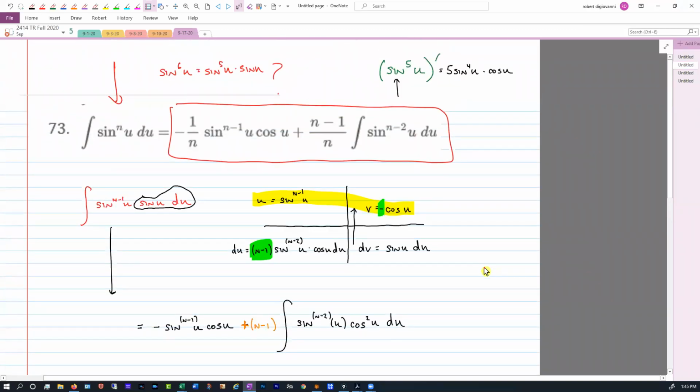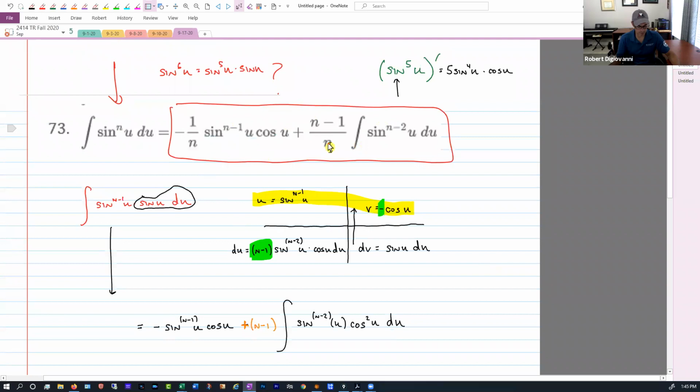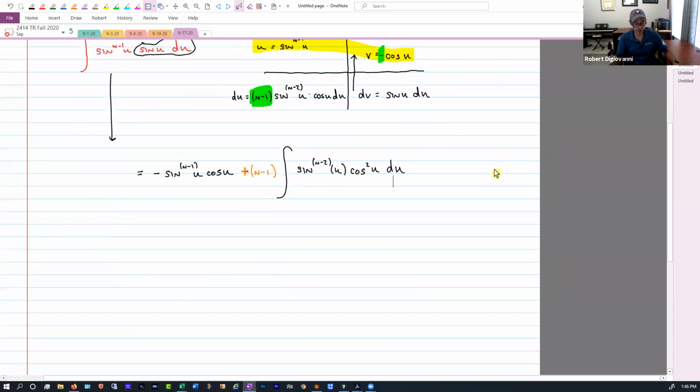Now, is this the formula? Not really, right? I mean, it's kind of. We've got a sine to the n minus 1 u cosine u. I've got that here, but I don't have a negative 1 over n out front. Here I've got n minus 1 over n. I don't have that. I just have n minus 1. Then here I have sine to the n minus 2 of u du. Here I've got sine to the n minus 2 of u times cosine squared u du. So so far we're not there, right? Okay, so the next step is I'm going to remind you from pre-cal what this is, using the Pythagorean identity.